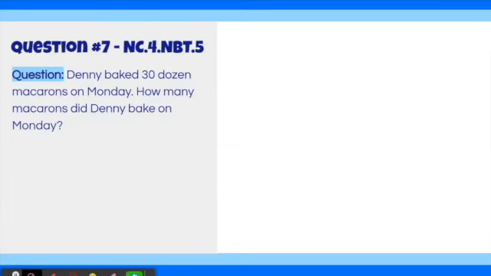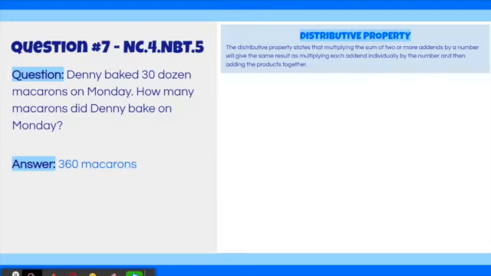Question number 7. Denny baked 30 dozen macarons on Monday. How many macarons did Denny bake on Monday? Okay, so pause the video here if you need more time with this question. The answer to this question is 360 macarons. Okay, so that box over there just explains what the distributive property is, and we'll be using that to solve the question today. Okay, so it says that Denny baked 30 dozen macarons. If you did not know, a dozen is equal to 12. That means Denny baked 30 groups of 12 macarons. So to find the number of macarons he baked in total, you would just multiply 30 and 12.